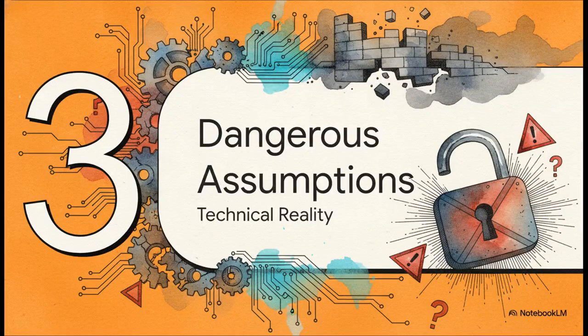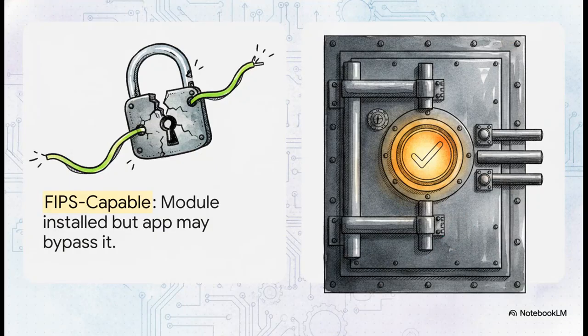Which brings us to Section 3, dangerous engineering assumptions. Let's bridge the gap to technical reality. Misunderstanding these operational environments leads to some really dangerous assumptions in the field. First up is the terminology trap. Having an algorithm with a basic CAVP certificate or claiming your software is quote-unquote FIPS capable does absolutely nothing to satisfy federal mandates. Capable literally just means a module is installed somewhere on the system. The application itself might be silently bypassing it entirely.